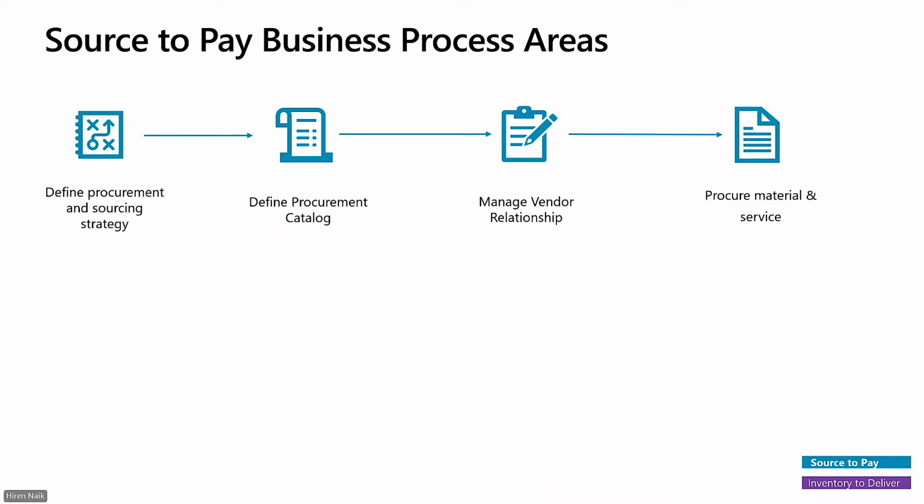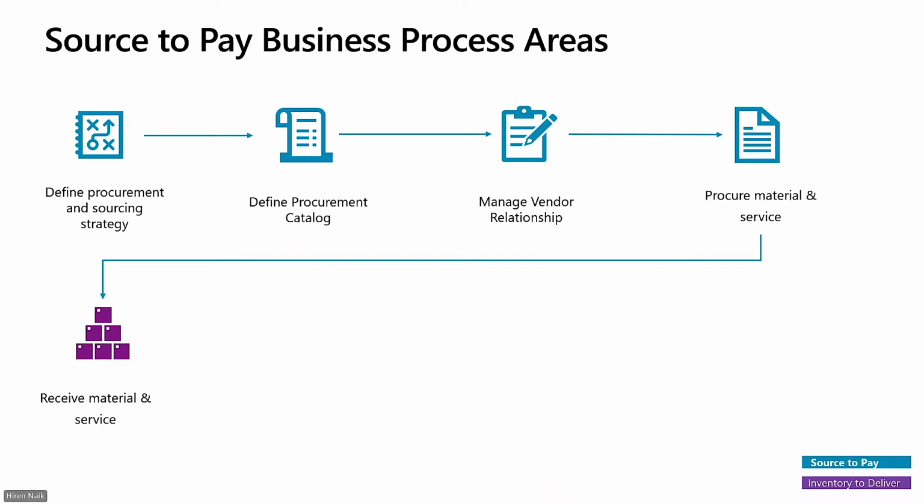Procure materials and services. This business process area includes creating purchase requisitions, request quotations, purchase orders, and purchase agreements. It also includes communications with vendors about the purchases either manually, electronically including EDI, or using a portal such as the vendor collaboration portal. The purchase orders may also come from other business process areas such as project to profit or plan to produce. Receive materials and services. This business process area, which is part of inventory to deliver, includes registering and receiving the items or service.